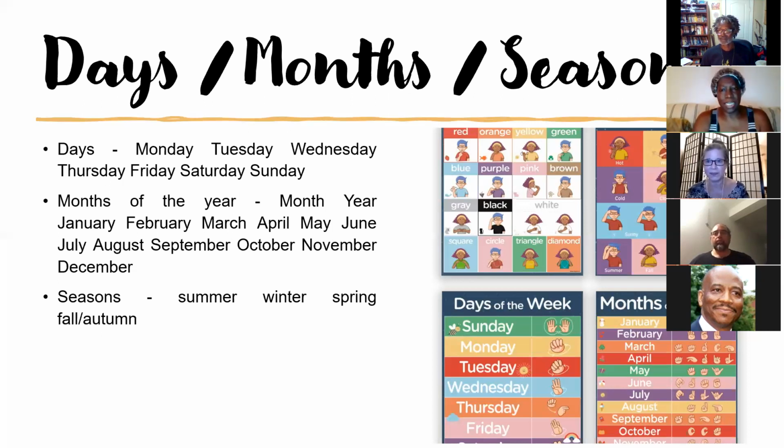Spring would be like you're making a C handshake with your non-dominant hand, like you're holding a cup. And then you take your flat O dominant hand and bring it up like the flowers are blooming. But you do it twice. If you do it once, that means grow. So twice is spring, once is grow.